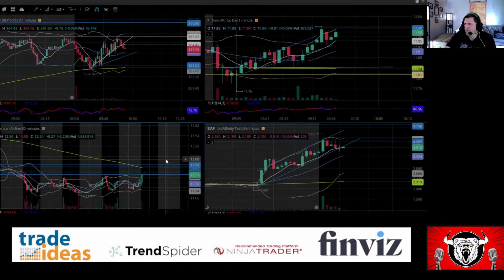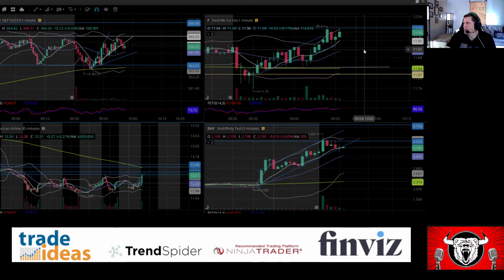But it looks like, let's see. I think it's going to breach that 12 on Ford. It's trending upwards again, it's trying to. But keep your eyes on SPY as well. If this breaks over and starts to fold back down to that 363 pivot, Ford will be in trouble too.